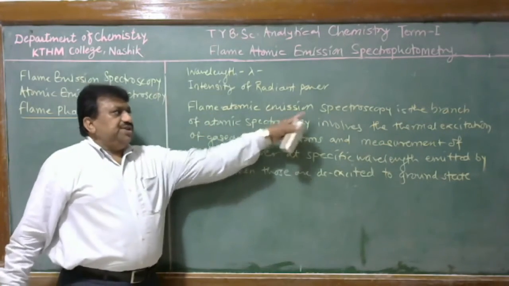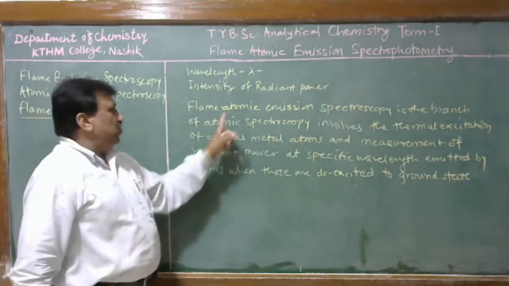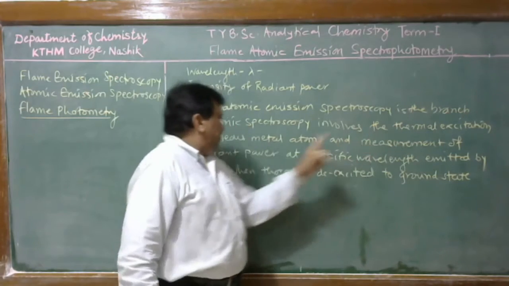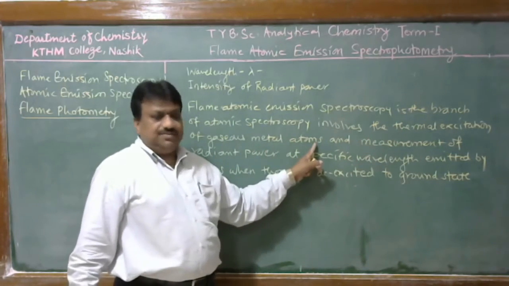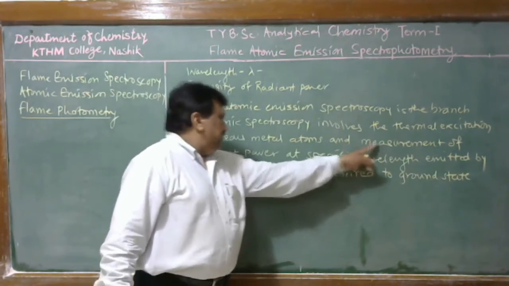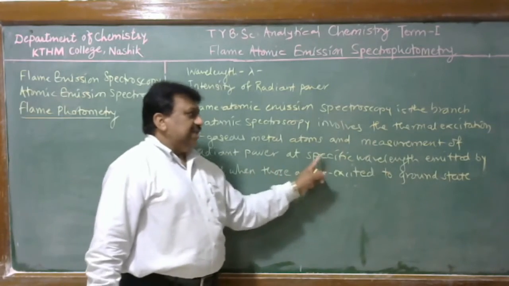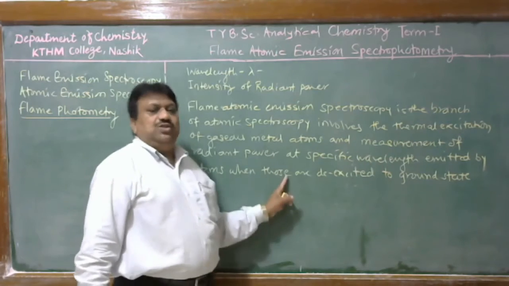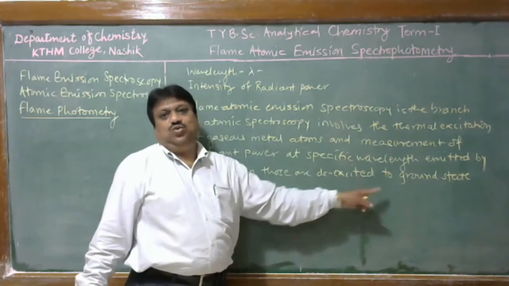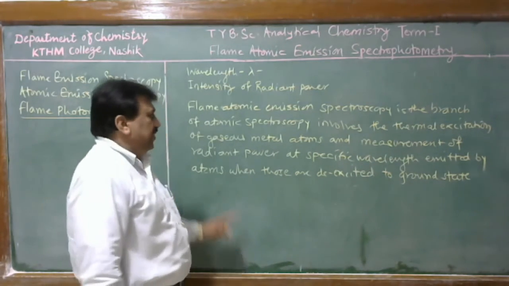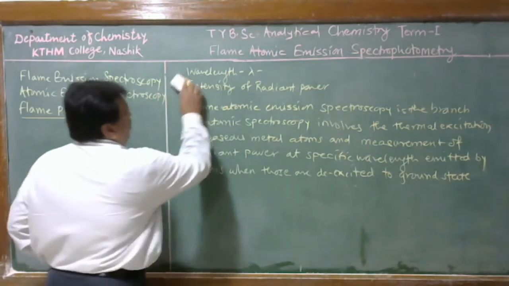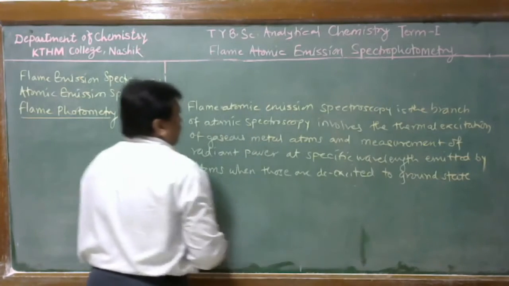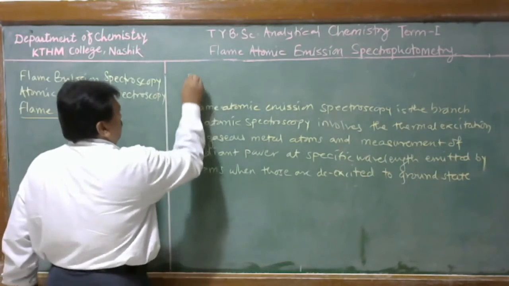Flame atomic emission spectroscopy is a branch of atomic spectroscopy. It involves the thermal excitation of the gaseous metal atoms and measurement of the radiant power at a specific wavelength emitted by the atoms when those are de-excited to a ground state level. Therefore, this is the definition of flame atomic emission spectroscopy or flame emission spectroscopy.